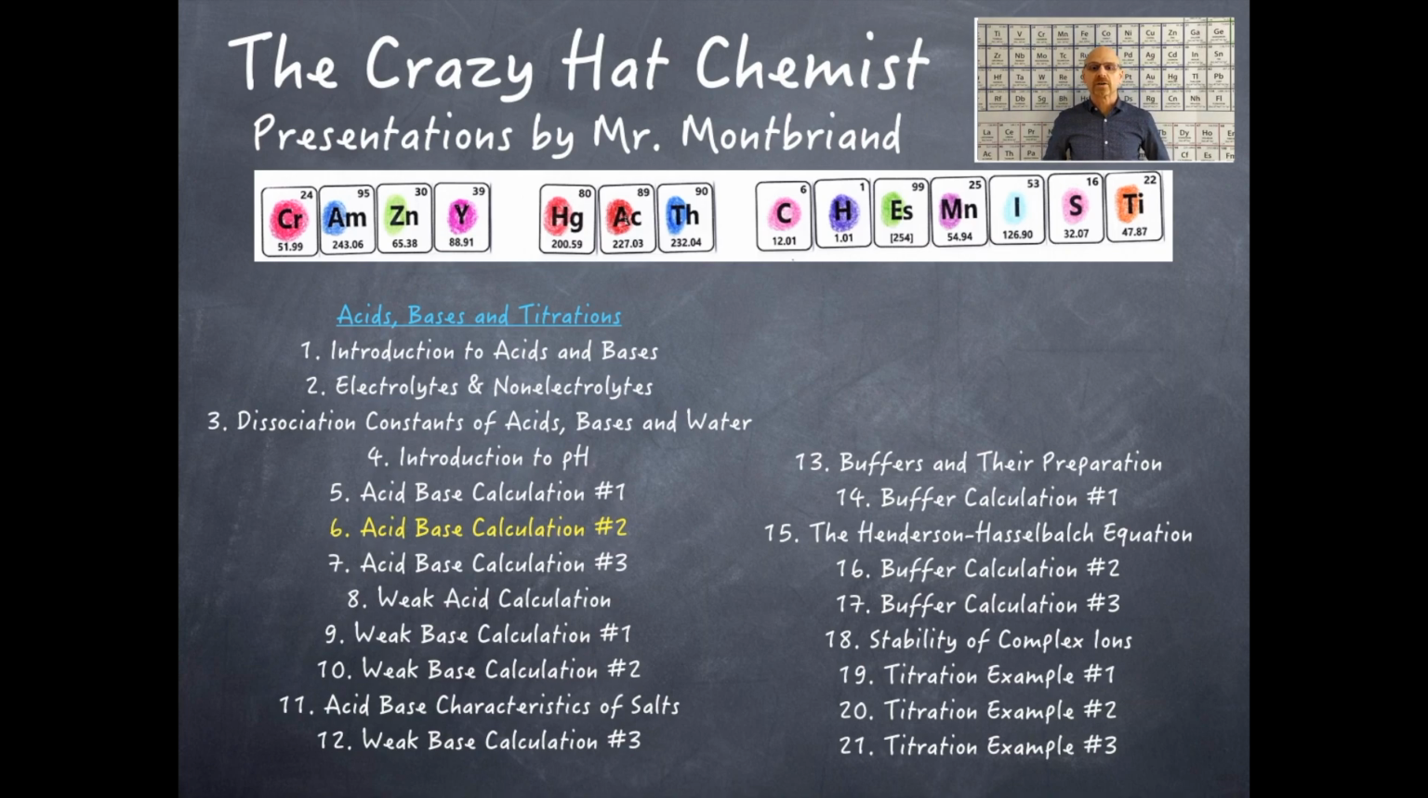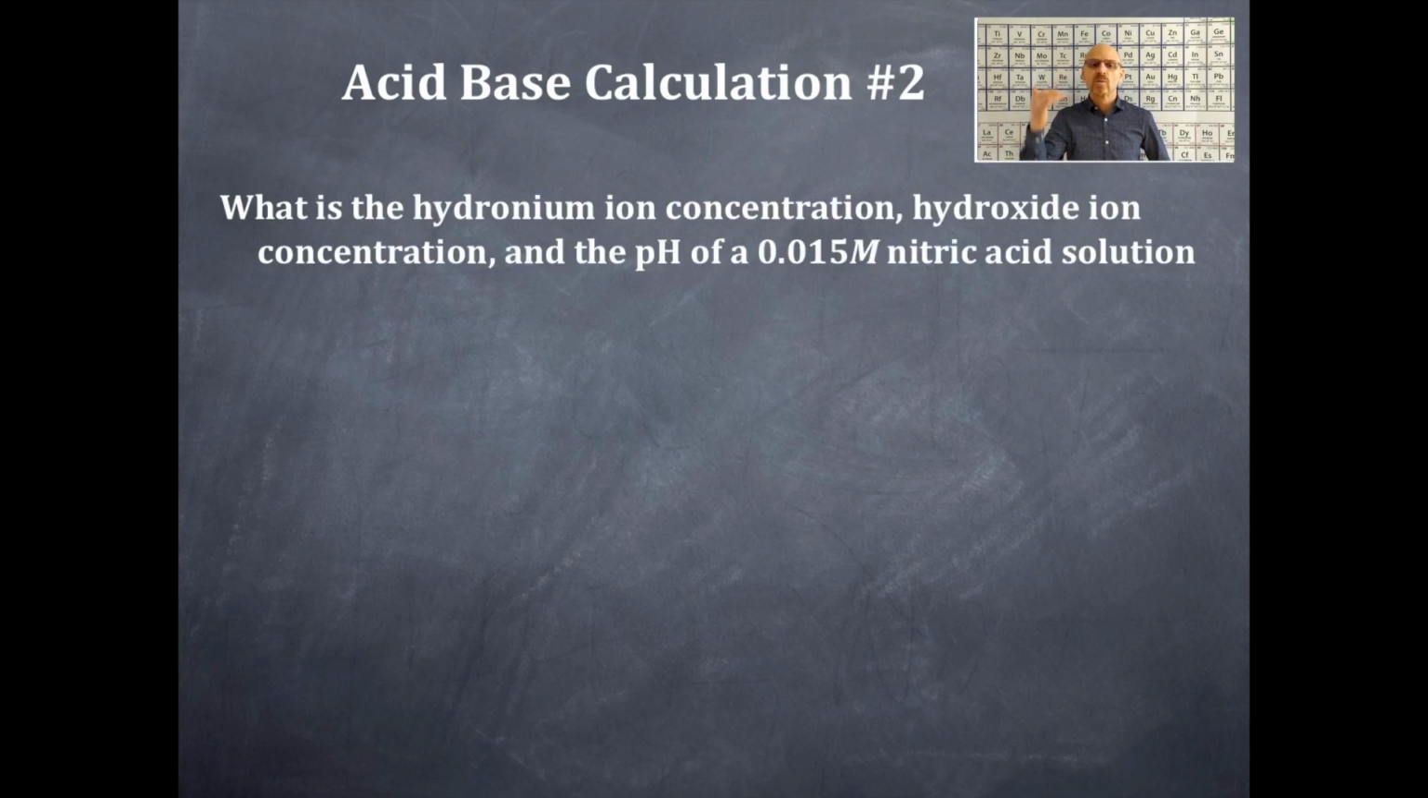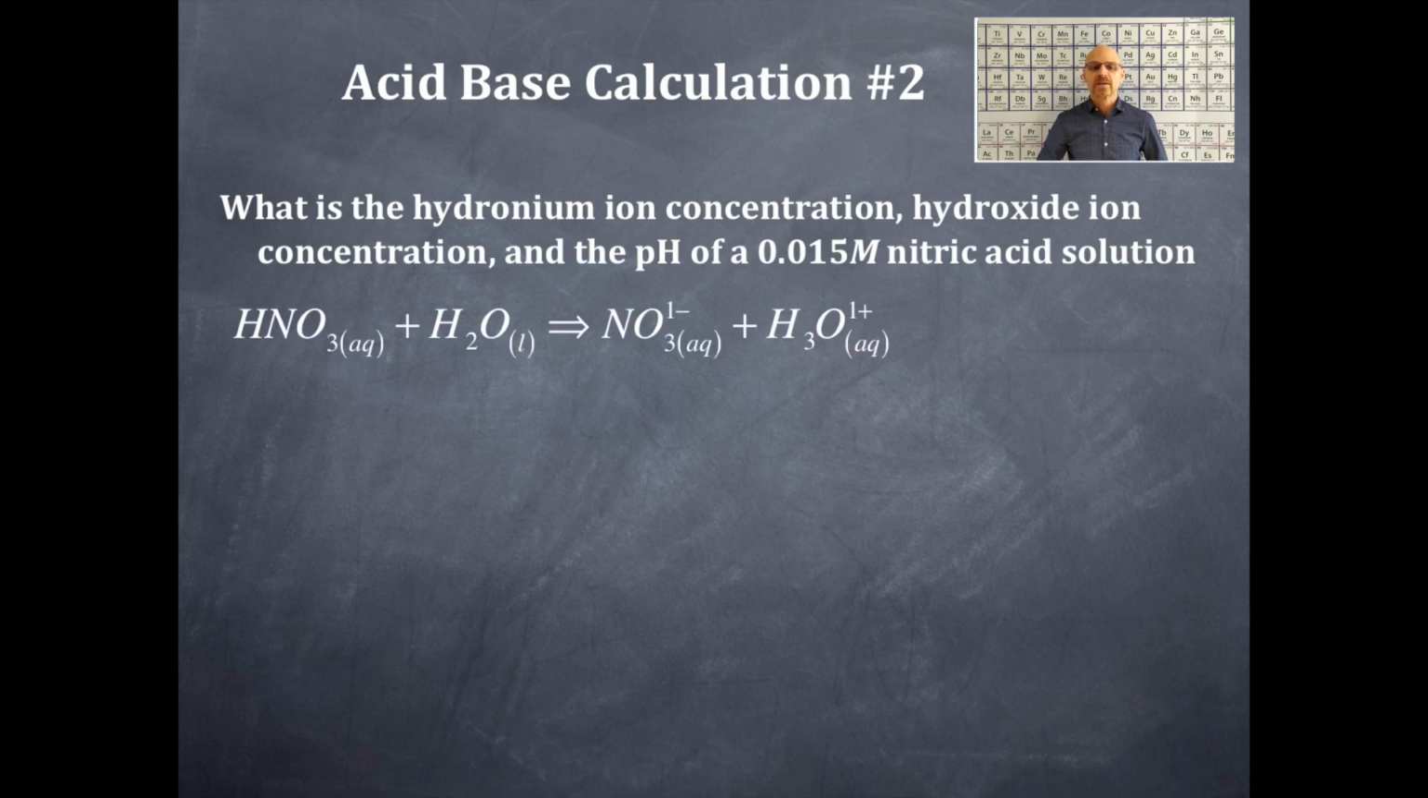So another video here on acids, bases, and titration. So here we go. Today we're talking about acid-base calculation number 2. What is the hydronium ion concentration, the hydroxide ion concentration, and the pH of a 0.015 molar nitric acid solution? Okay, so here's the equation for nitric acid.